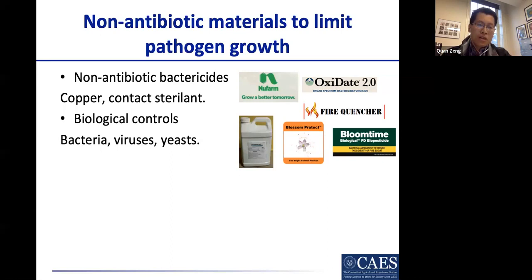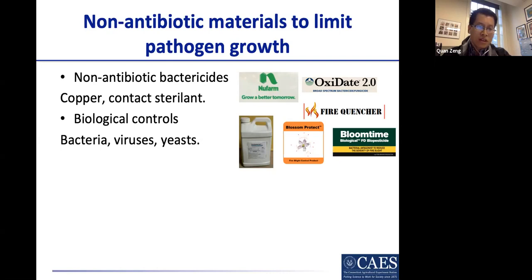For coppers, traditionally fixed coppers are more used in tree fruit disease management. However, in recent years, there are some newer soluble coppers, such as Previsto, Quiva, and copper soap. Those chemicals use a reduced metallic copper content, thus having a lesser chance to cause phytotoxicity to the trees. For contact sterilants, the most popular ones are Oxidate 2.0 by BioSafe, or sometimes there's a new version, the Oxidate Tree and Vine, that is also available.